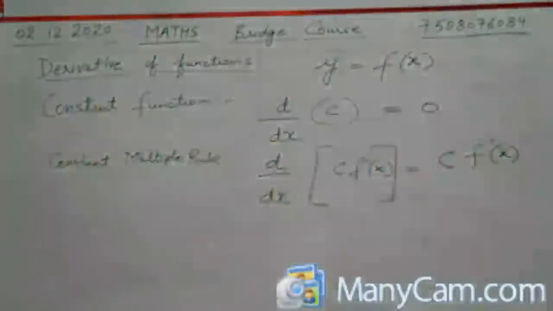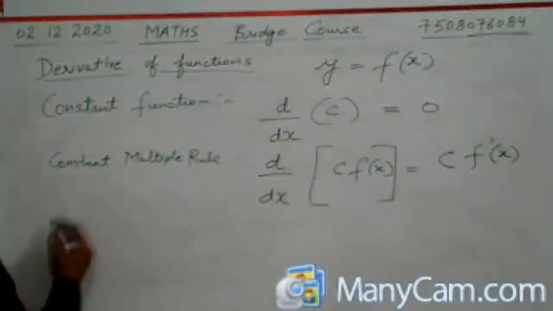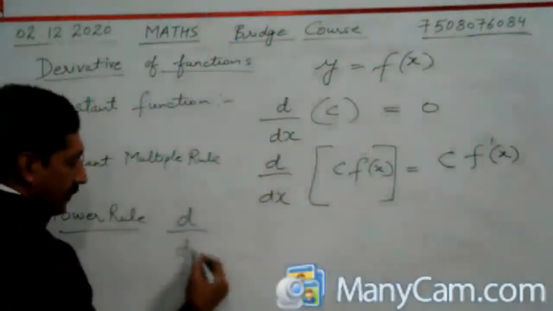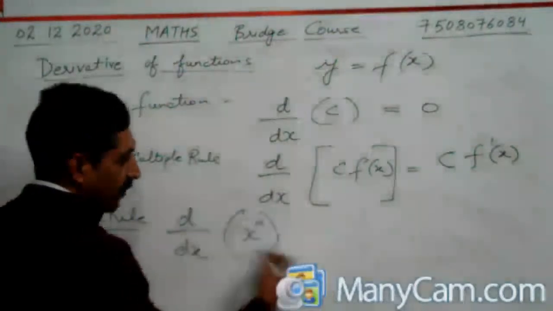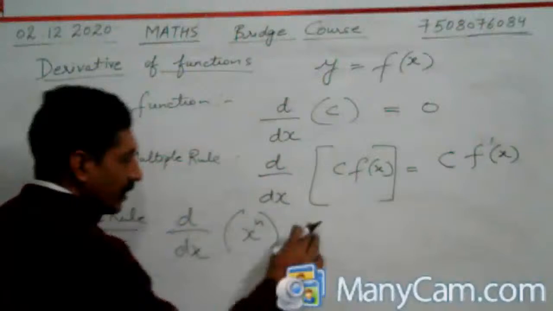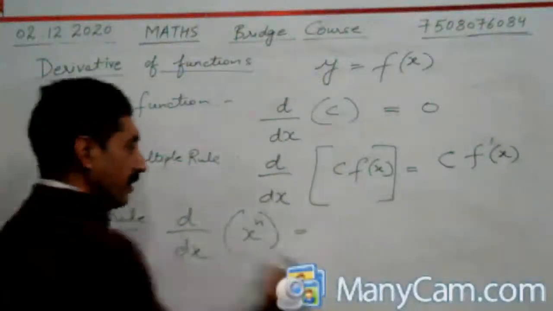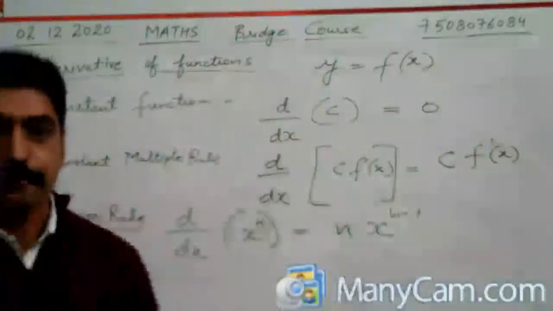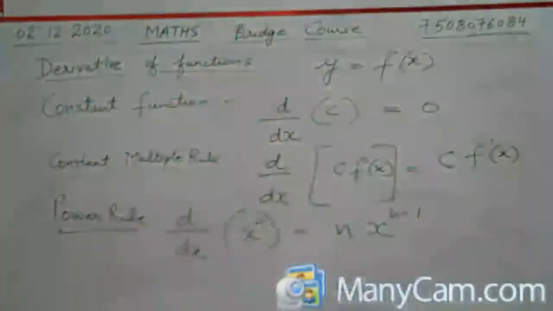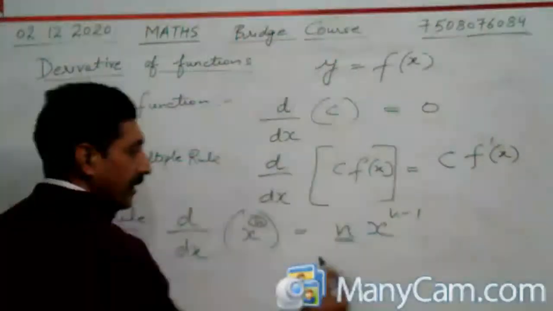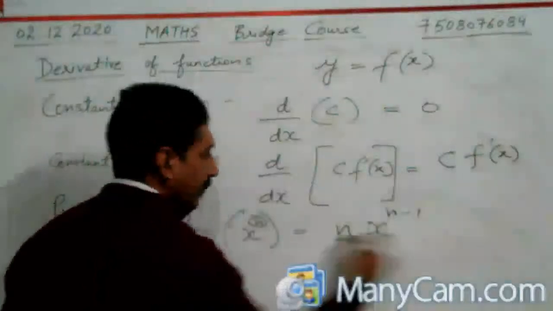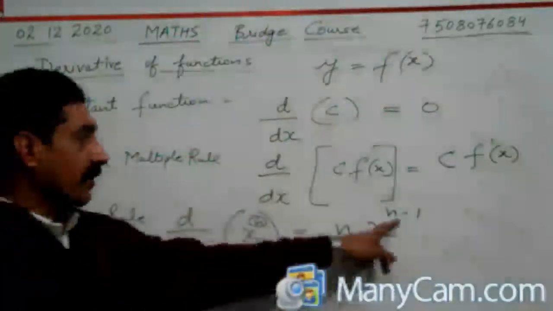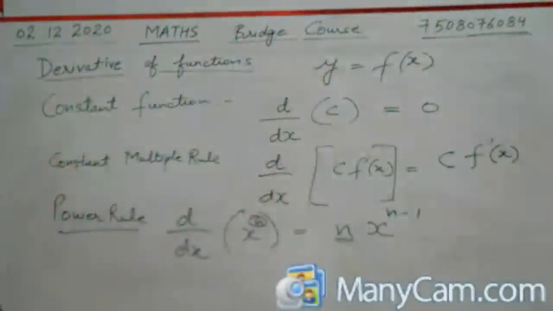So next we have what is called the power rule. Generally it is used. It means if we have the derivative of x raised to power n, we have learned in our previous class that the power n becomes first, then x raised to power n minus 1. So the derivative of x raised to power n is n into x raised to power n minus 1, right?